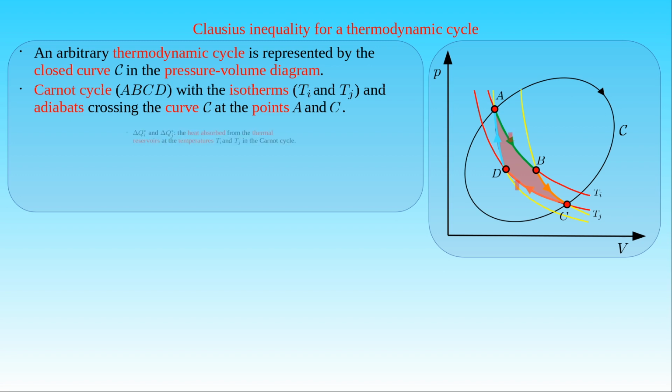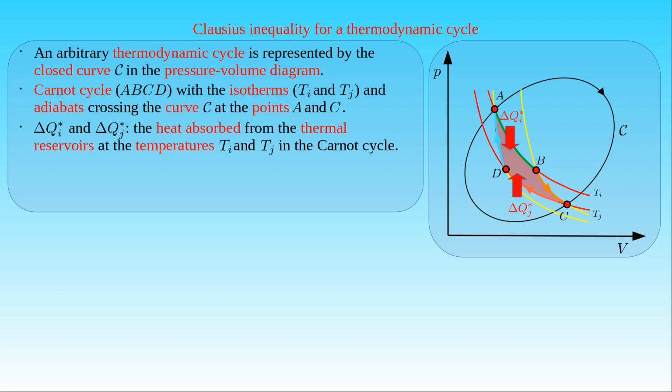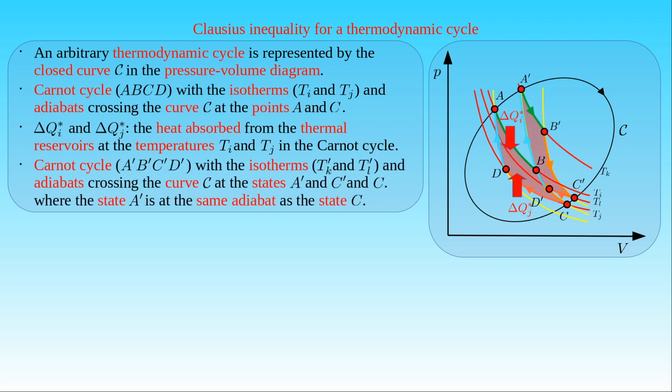Let delta Q star I and delta Q star J denote the heat absorbed from the thermal reservoirs at the temperatures Ti and Tj during the isothermal expansion and compression of the cycle. Now we consider another Carnot cycle represented by the closed curve connecting the points A', B', C' and D' with the isotherms at the temperatures Tk and Tl, where the states A' and D' are on the adiabat connecting the states B and C of the first Carnot cycle. Here the heat absorbed from the heat reservoirs at the temperatures Tk and Tl are denoted by delta Q star K and delta Q star L.